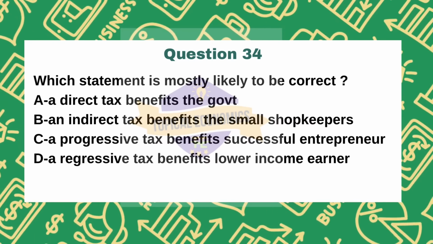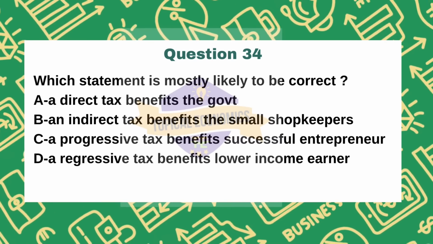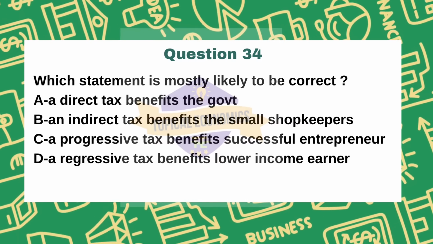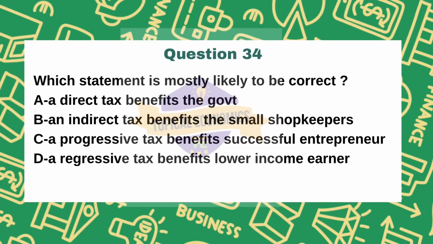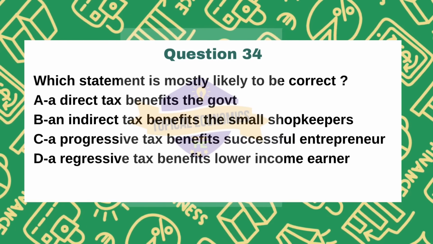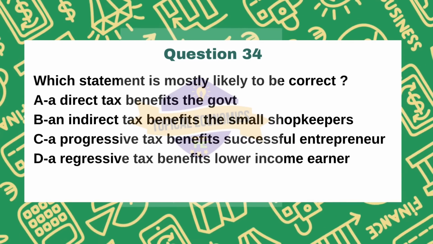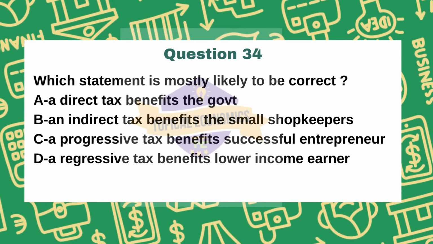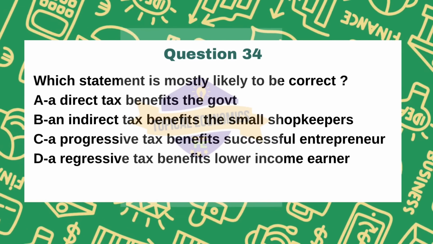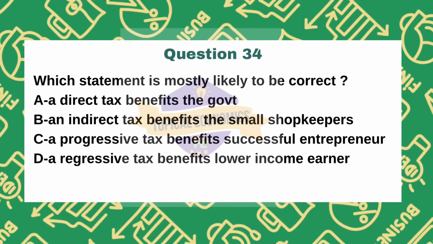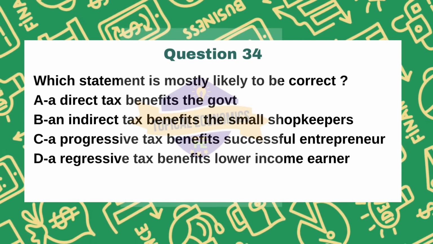Which statement is most likely to be correct? A. A direct tax benefits the government. B. An indirect tax benefits the small shopkeepers. C. A progressive tax benefits successful entrepreneurs. D. A regressive tax benefits lower income earners. The correct answer for this question is option A. A direct tax benefits the government.